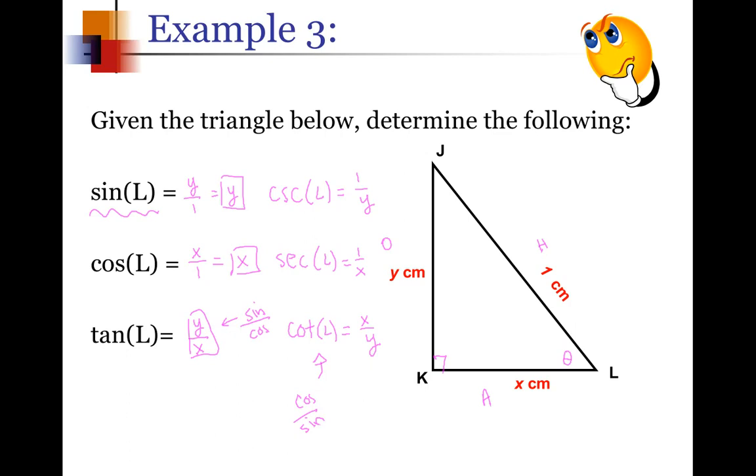What if you changed your perspective and I said, hey, what is the sine of j? Right? And this became your focus. Well, then your opposite and adjacent would switch. So this would be x. The cosine of L and the sine of j are the same. What about the cosine of j? The cosine of j would be y. Oh, the cosine of j and the sine of L are the same. The tangent of j would be x over y, which is actually just, oh, that's interesting, the cotangent of L.